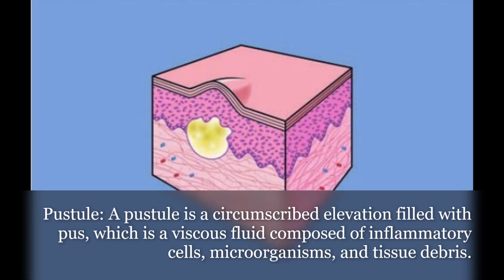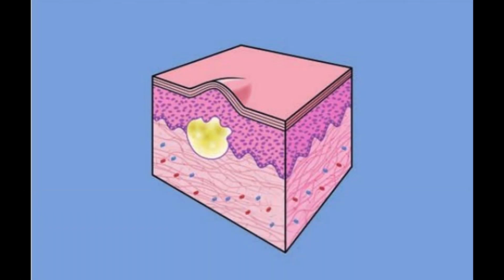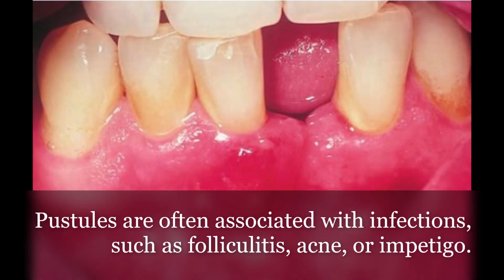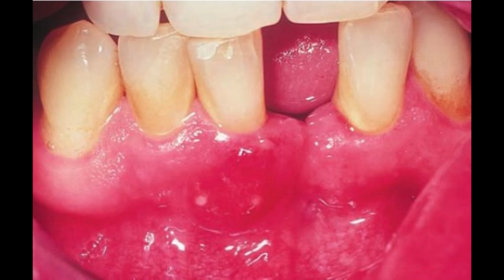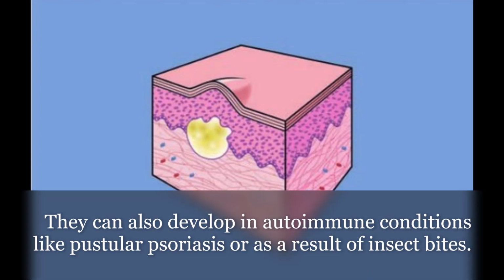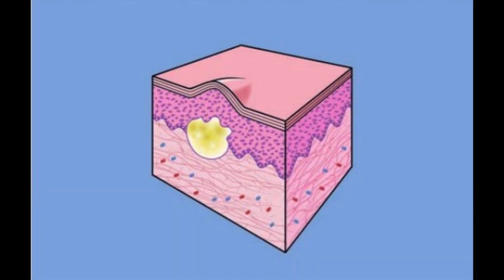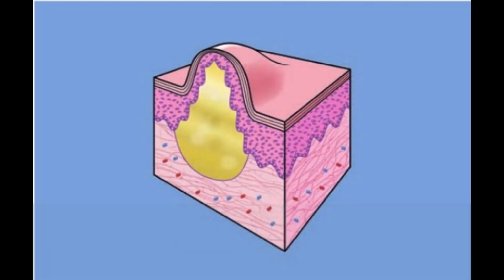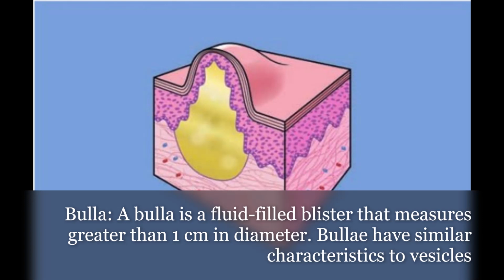reactions. Pustule. A pustule is a circumscribed elevation filled with pus, which is a viscous fluid composed of inflammatory cells, microorganisms, and tissue debris. Pustules are often associated with infections, such as folliculitis, acne, or impetigo. They can also develop in autoimmune conditions like pustular psoriasis or as a result of insect bites.